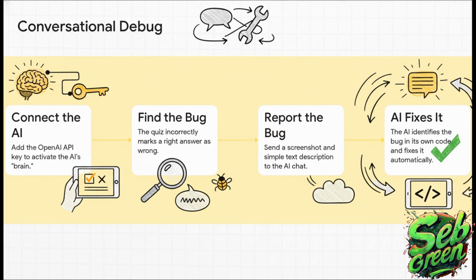Then, he finds a bug. The quiz is marking a correct answer as wrong. So what does he do? He just takes a screenshot, uploads it to the chat, and describes the problem in plain English. And then, the AI just fixes its own mistake.